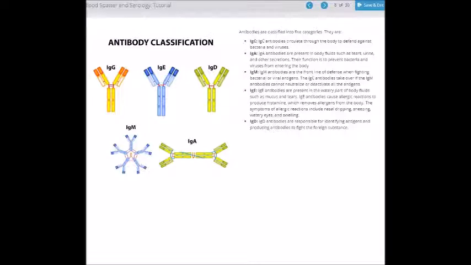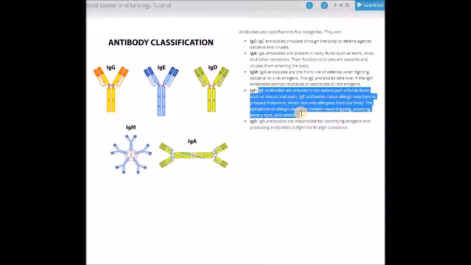IgE antibodies are present in the watery part of body fluids such as mucus and tears. IgE antibodies cause allergic reactions to produce histamine, which removes allergens from the body. Let's talk about that briefly real fast. IgE antibodies cause you to have allergic reactions and produce something called histamine. Histamine then starts to work on those things that are allergens. Okay, the problem is that our body in this particular system right here tends to overreact.